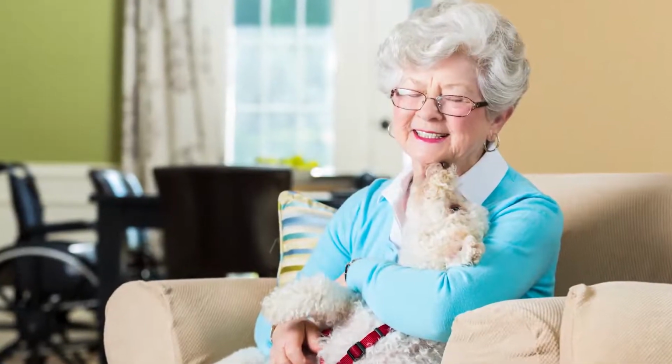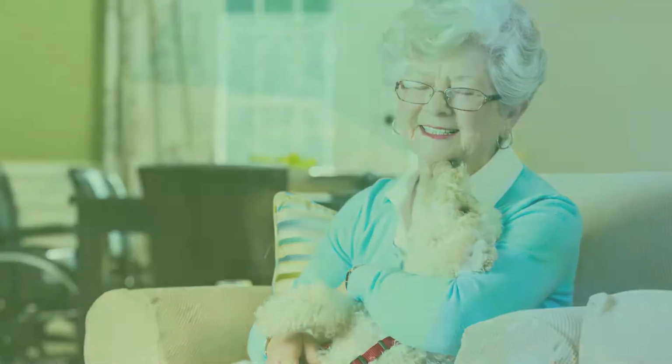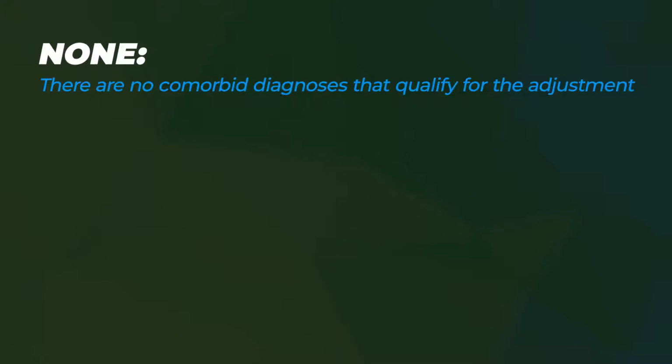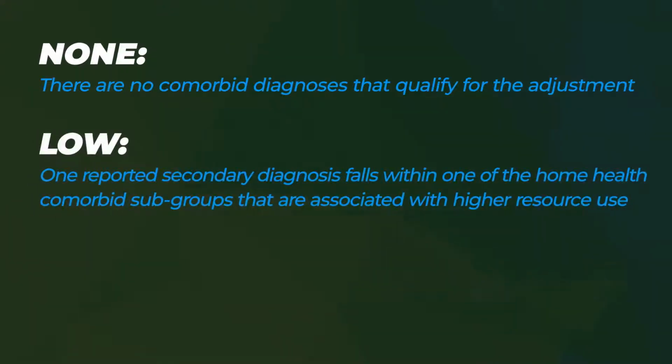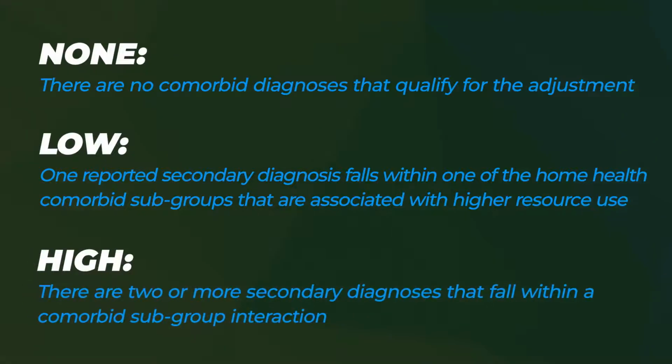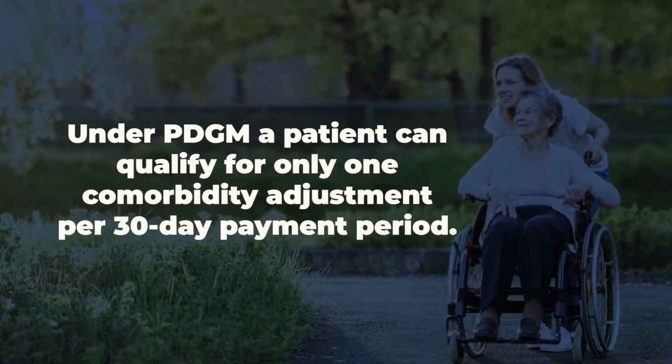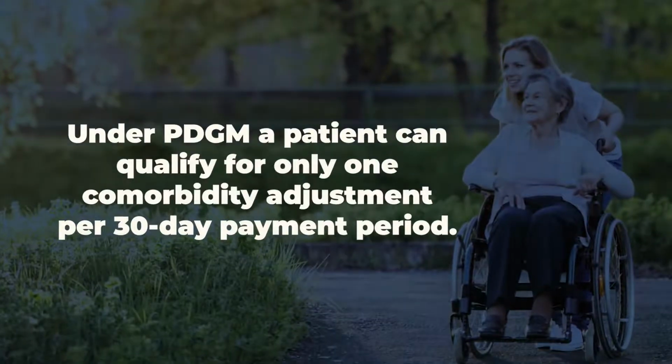There are 3 comorbidity adjustment levels available under PDGM. None, meaning there are no comorbid diagnoses that qualify for the adjustment. Low, which is where one reported secondary diagnosis falls within one of the home health comorbid subgroups that are associated with higher resource use. And high, meaning there are 2 or more secondary diagnoses that fall within a comorbid subgroup interaction. Under PDGM, a patient can qualify for only one comorbidity adjustment per 30-day payment period.